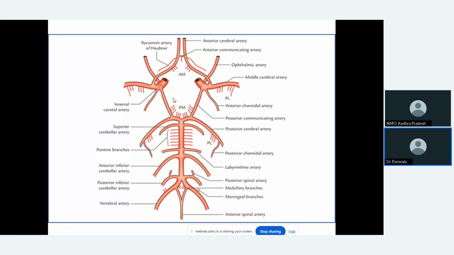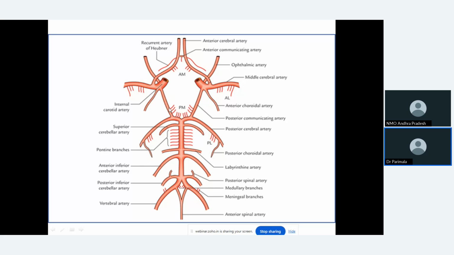Okay. The third point is description of circle of Willis boundaries. Look at this circle of Willis. The circle of Willis is anteriorly having anterior communicating artery, anterolaterally having anterior cerebral artery, laterally having internal carotid artery.